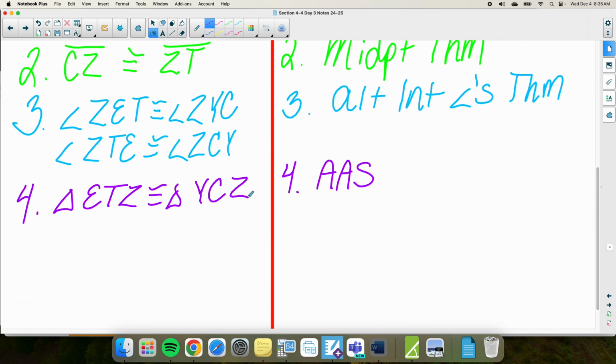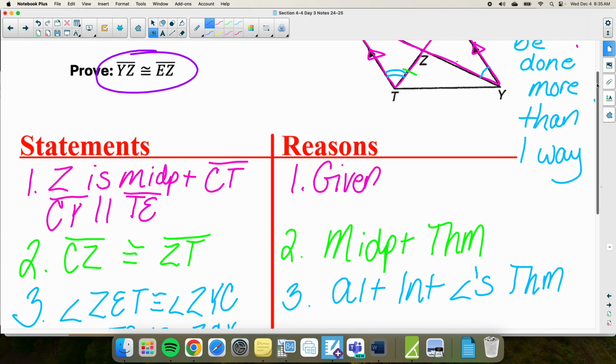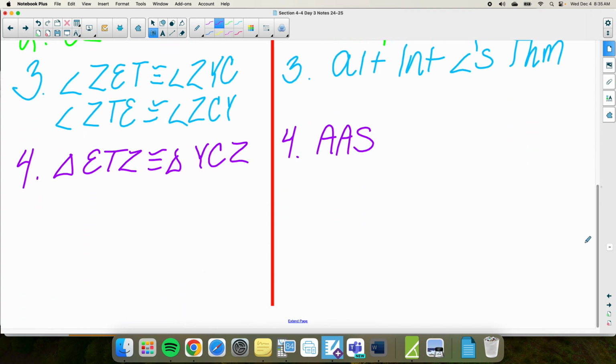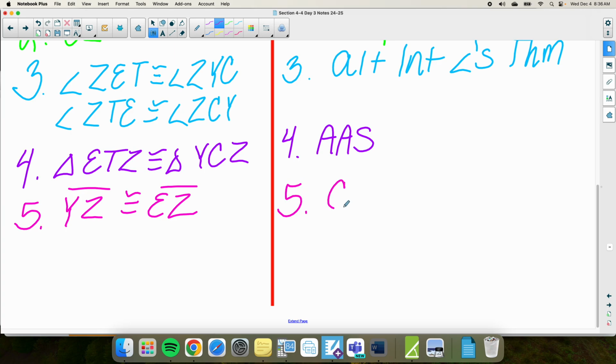So now that I have the triangles congruent, now I can do the CPCTC. So I can bring this down right here. YZ is congruent to EZ. And that is by CPCTC.